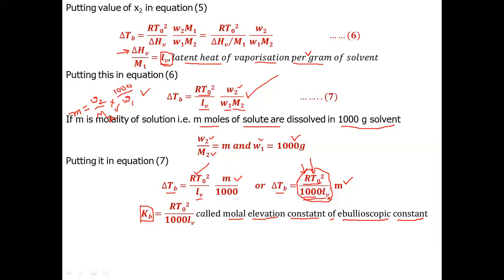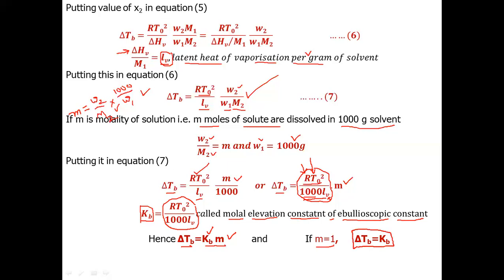So putting this value here, the relation that we have to prove, delta Tb is equal to Kb into m, we have proved it, where Kb is R T naught square divided by 1000 Lv. Now what is Kb? What is the meaning of molar elevation constant? We will consider it by putting m is equal to 1. Suppose molality of solution is 1, meaning 1 mole of solute has been dissolved in 1 kilogram of solvent. If m is 1, delta Tb will be equal to Kb.